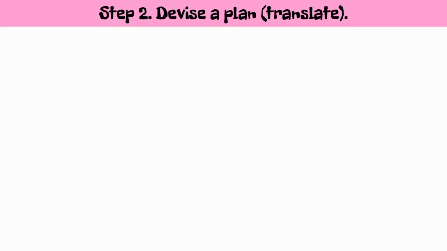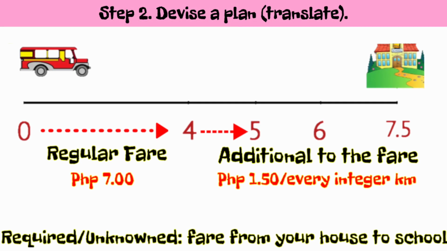So you are going to come up here with a way to solve the problem. And one way to solve the problem is to set up an equation. Before we can actually do that, let us first translate some English statements into mathematical statements. So, for example, in the problem, the fare is 7 pesos when the distance is from 0 to 4 kilometers. Mathematically, when d is greater than 0 but less than or equal to 4, the fare is 7 pesos.